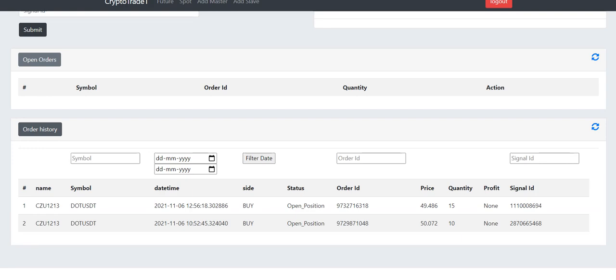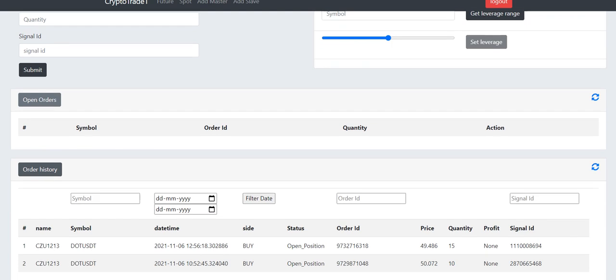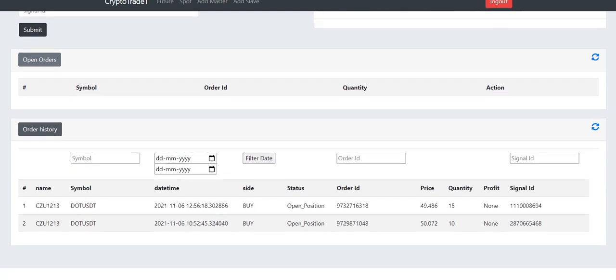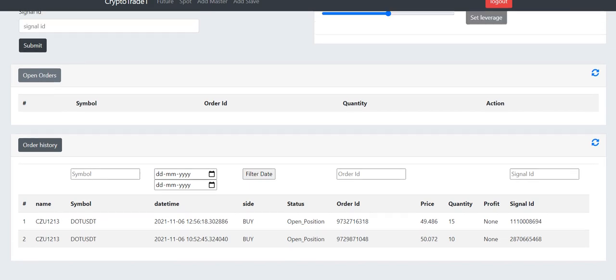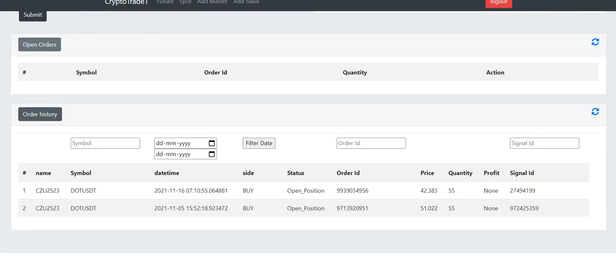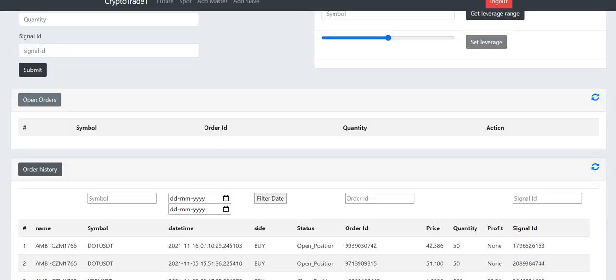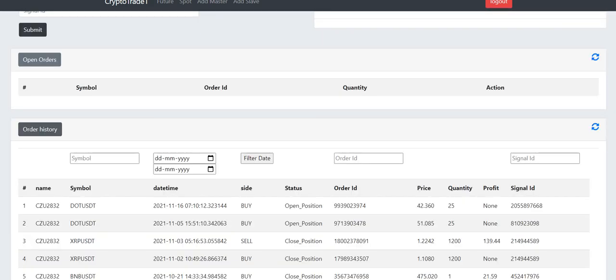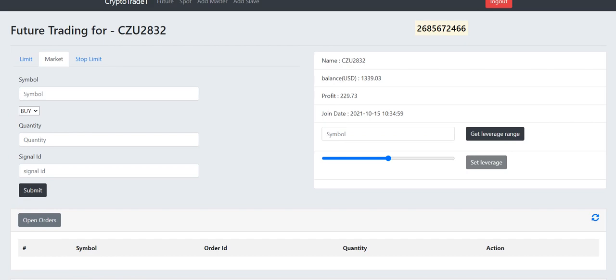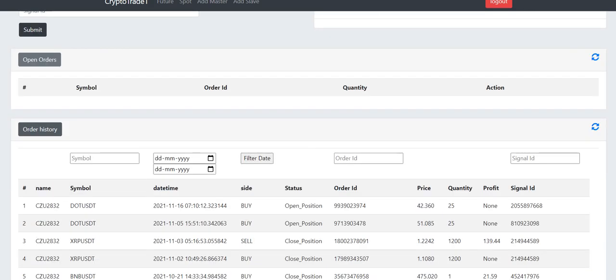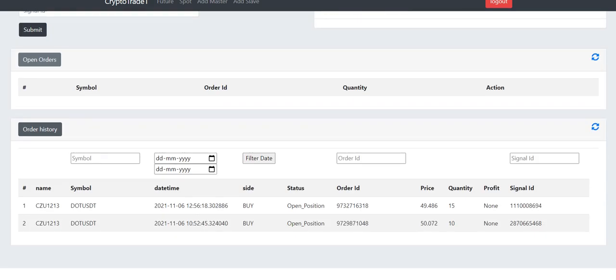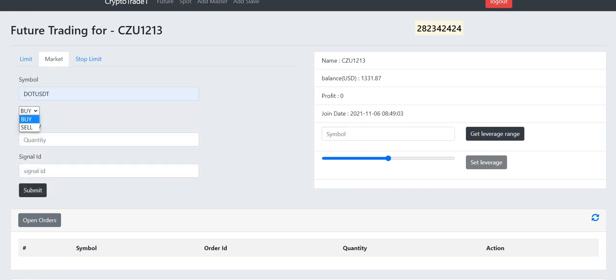In another account, we already opened a 15 and 10 position, which is CZU1213. You can see both positions open in the client's account for the trade. All these details we are keeping completely transparent so that we can show every client the newly added trades, their capital investment, each and every detail, one by one. Few accounts we are going to add later on, so you can check that also.